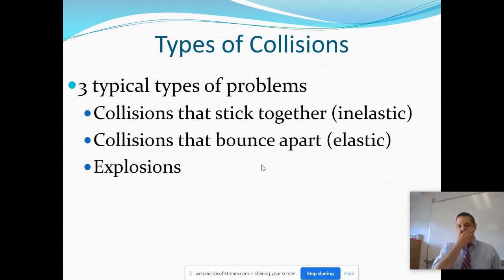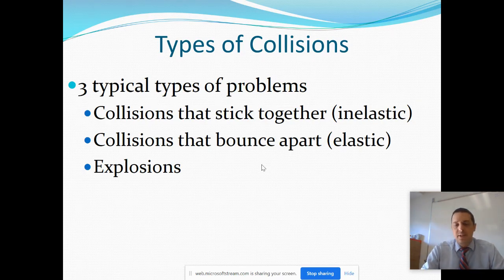Collisions that stick together. These are generally inelastic. Actually, collisions that stick together are always inelastic. We have collisions that bounce apart. Those are generally elastic. Collisions that bounce apart can be elastic or inelastic. Generally speaking, they're elastic. That's why they bounce.